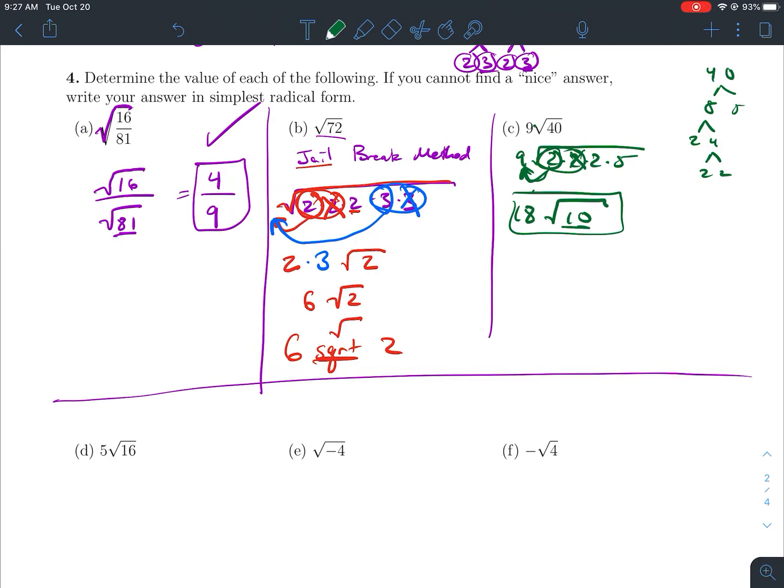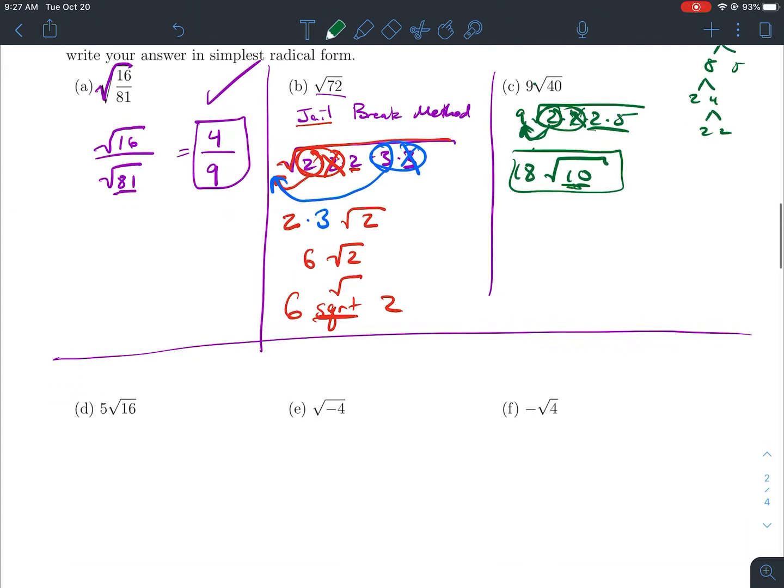Now, where did the 10 come from, you might be wondering? Well, who was left in jail? 2 times 5, and that's why it's 10.